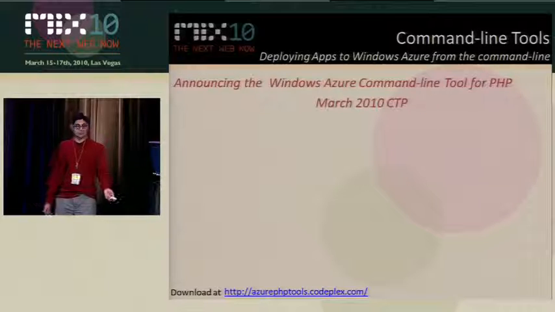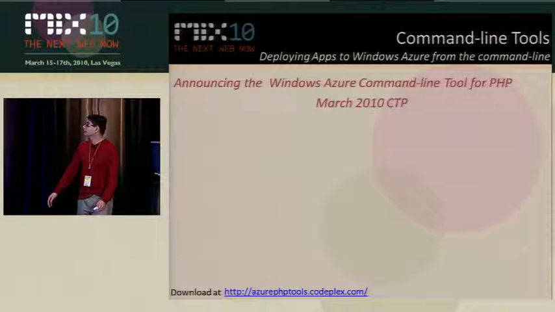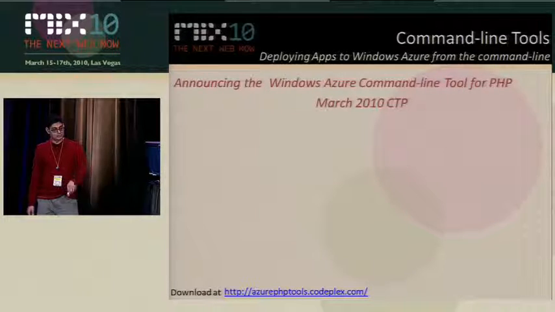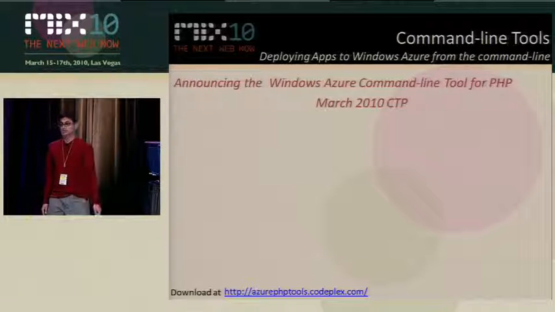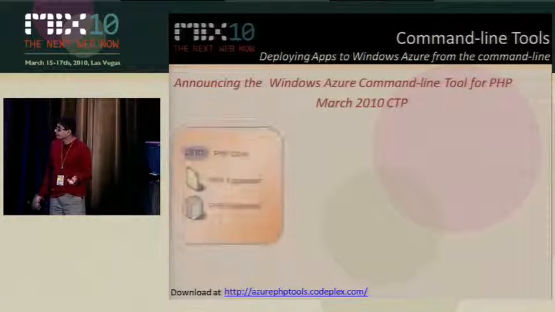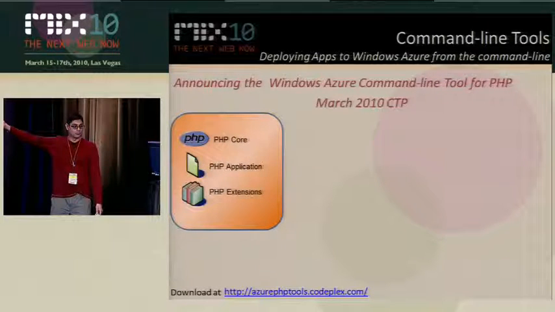So you can do everything I was just talking about from Eclipse, you can do from the command line using the command line tools for PHP. We just released the CTP as of right now. And you can go to the CodePlex site and download the command line tool. The way the command line tool works is you tell us what PHP core you want to use.